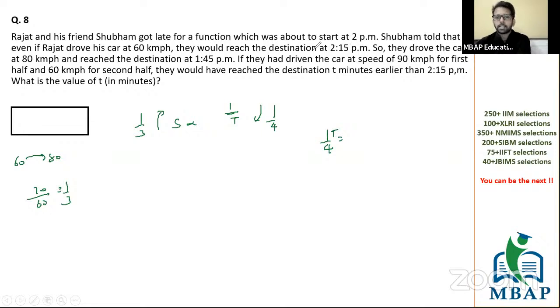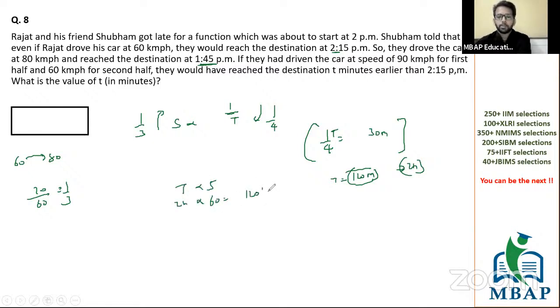Clear? How much less time have I taken? From 2 hours 15 minutes, I reached at 1 hour 45 minutes. So the time lag is 30 minutes. So they're saying 1/4 of the time is 30 minutes. So the overall time I can consider to be how much? 120 minutes. 120 minutes is basically 2 hours. I know my time is 2 hours. I know my original speed is 60 kmph. So the overall journey is going to be 120 kilometers. That's something which I know.